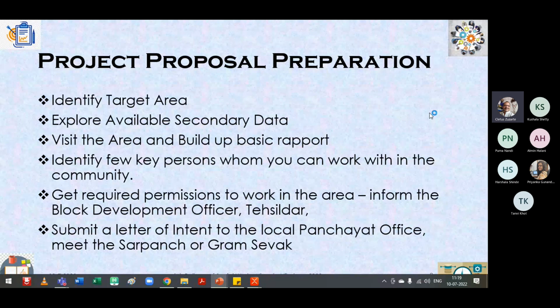I had put this slide earlier just to tell you that when you are implementing the project, I think all of us are probably quite good at implementing because you are actually working in the field. So when you're working in the field, you need to make sure that you identify a few key persons that you can work with. I highlighted these points because when you're rolling out your project, you need to get certain permissions before you start in an area. You cannot walk into an area without informing the government people.